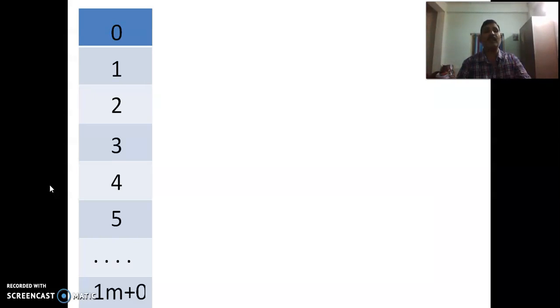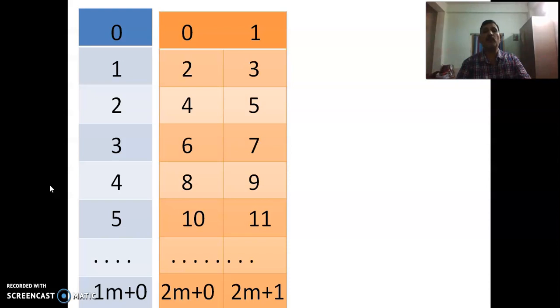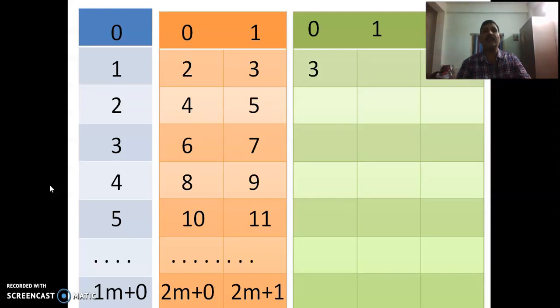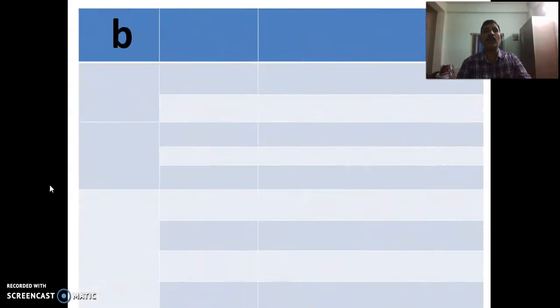Now all the numbers, suppose if you consider only one group, then we can say the numbers are of the form 1m plus 0. On the other hand, if you consider them like two groups, you can observe that they are of the form 2m plus 0, 2m plus 1. If they are three groups, then you can observe that they are 3m plus 0, 3m plus 1, 3m plus 2. So just if we tabulate them: b, that is divisor, remainder and forms of a.